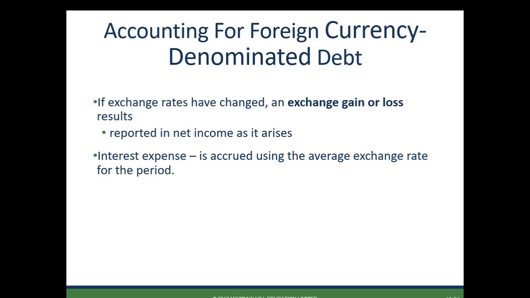Annual interest, also denominated in the foreign currency, is accrued using the average exchange rate in effect during the period. When it is paid, cash outflows are measured at the exchange rate in effect on that day. So the difference between the expense and the cash paid is also recorded as an exchange gain or an exchange loss.